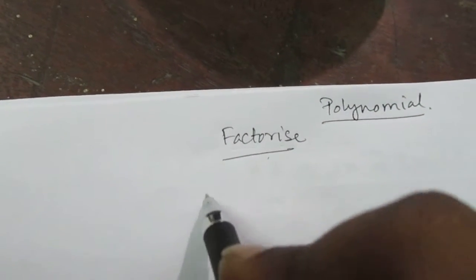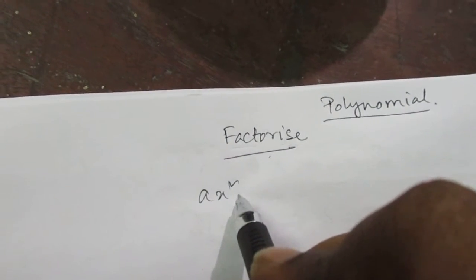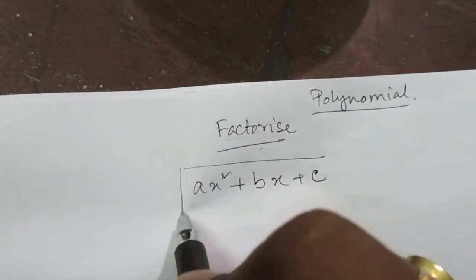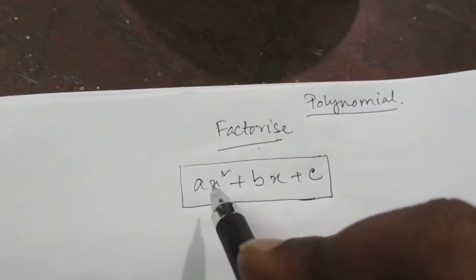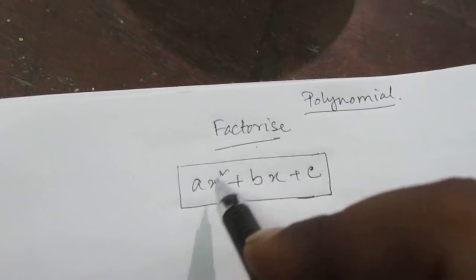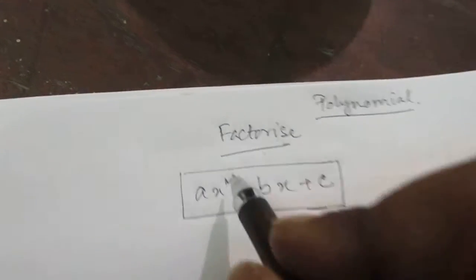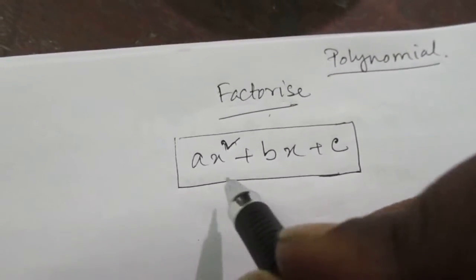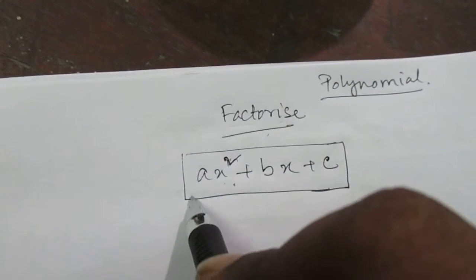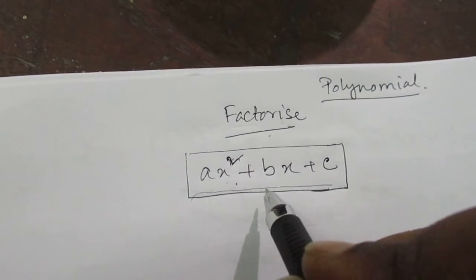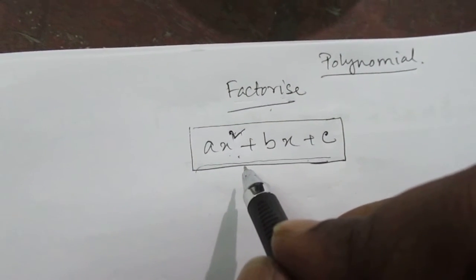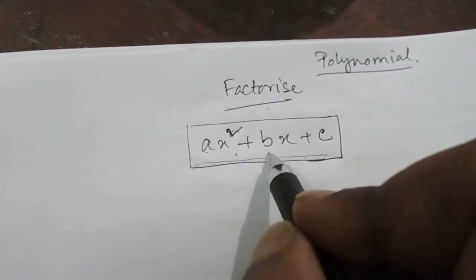Okay. That means the standard form of the quadratic polynomial is ax square plus bx plus c. So this is a quadratic polynomial because the highest power of the variable x is 2. So the highest power of the variable of a quadratic polynomial is 2. So today we will learn how to factorize a quadratic polynomial, that is ax square plus bx plus c.